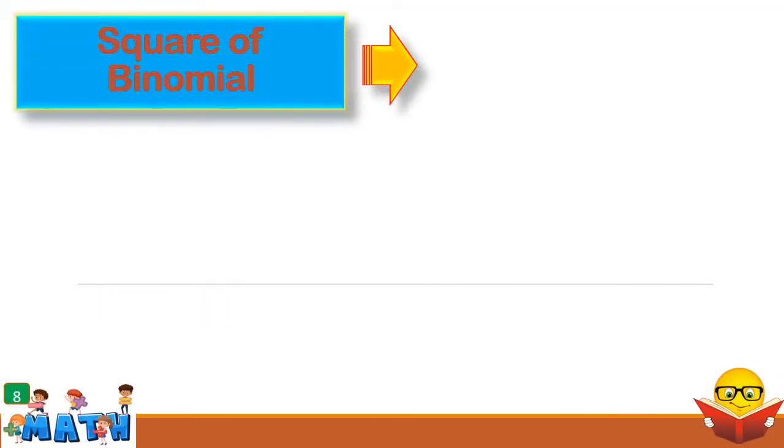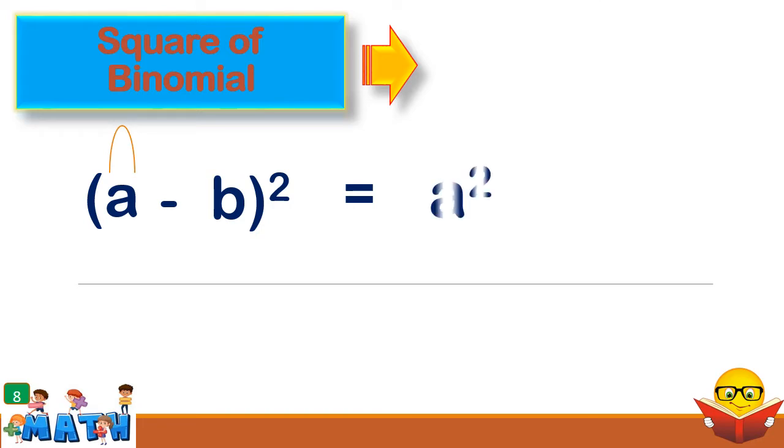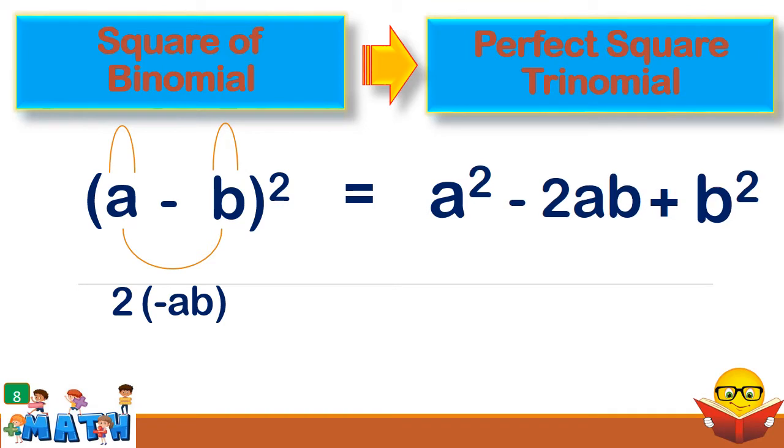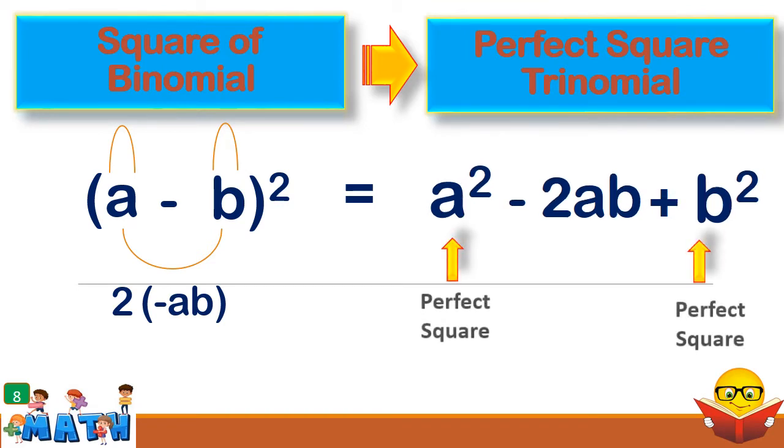How about finding the square of a binomial of the form a minus b quantity squared? Again, square the first term, where we have a times a equals a squared. Then get twice the product of the first and the last term. So we have a times negative b equals negative ab times 2 equals negative 2ab. And then square the last term, where we have negative b times negative b equals b squared. So we have a squared minus 2ab plus b squared, which is a perfect square trinomial, and the first and last terms are perfect squares, and the middle term is twice the product of the first and last terms.